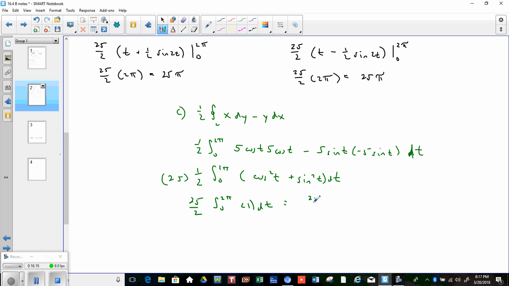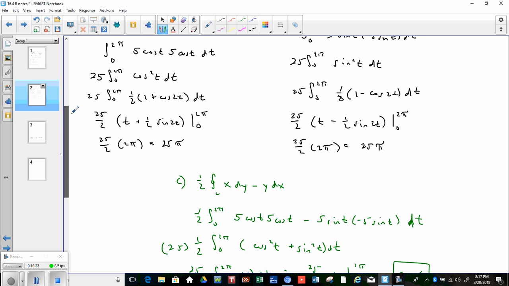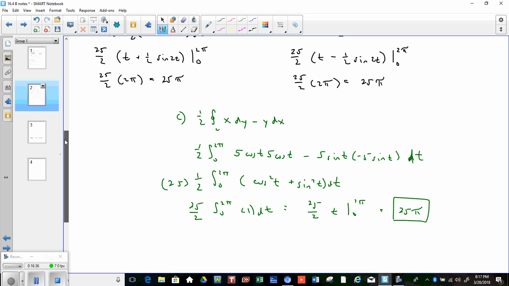And that's going to be 25 halves of t from 0 to 2 pi. Plugging in 2 pi, the 2 pi goes here, the 2's cancel out, and you get 25 pi. Plugging in 0 gives you nothing. So there it is. And this was much shorter, actually, than even doing the other two. That's just because of the algebra involved with the trig.